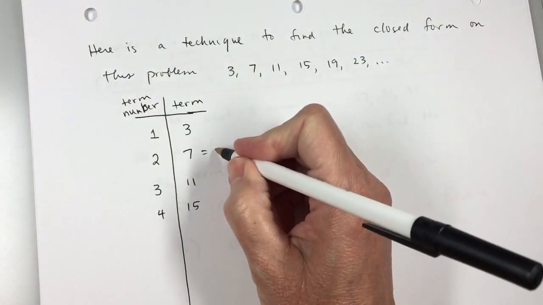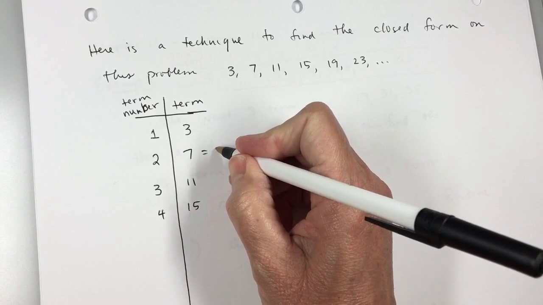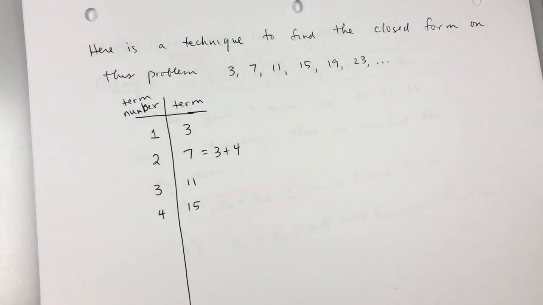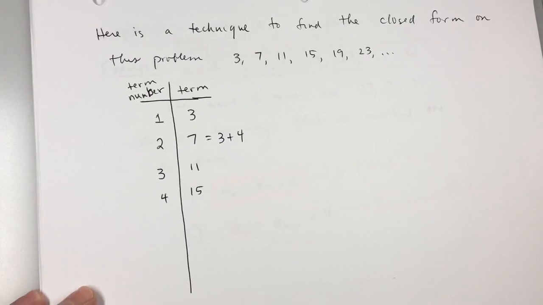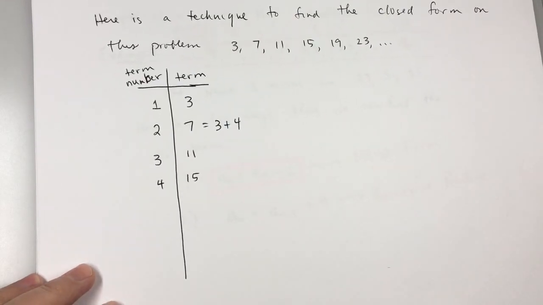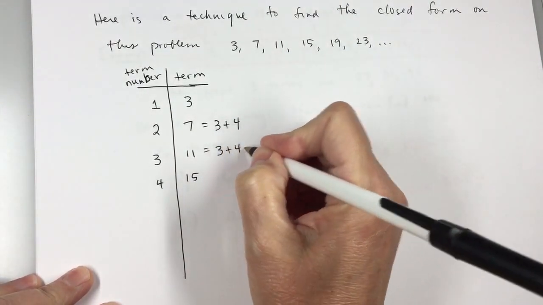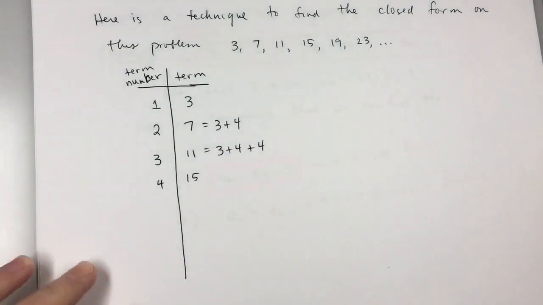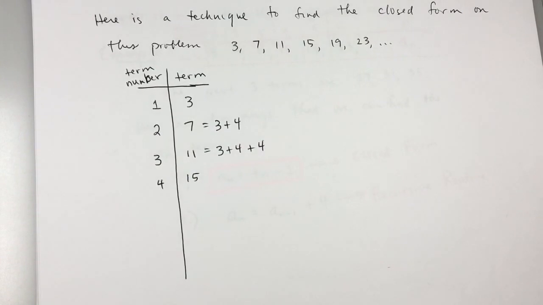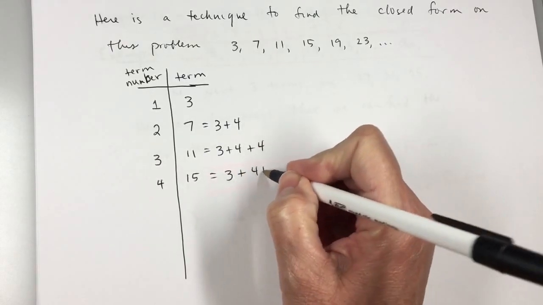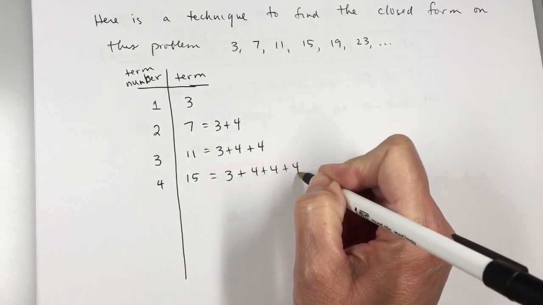I added 4 to the previous term. 3 plus 4 was 7. And then to get 11, I added 4 to 7. But 7 was 3 plus 4. So it's 3 plus 4 plus 4. And then to get 15, I added 4 again. 3 plus 4 plus 4 plus 4.